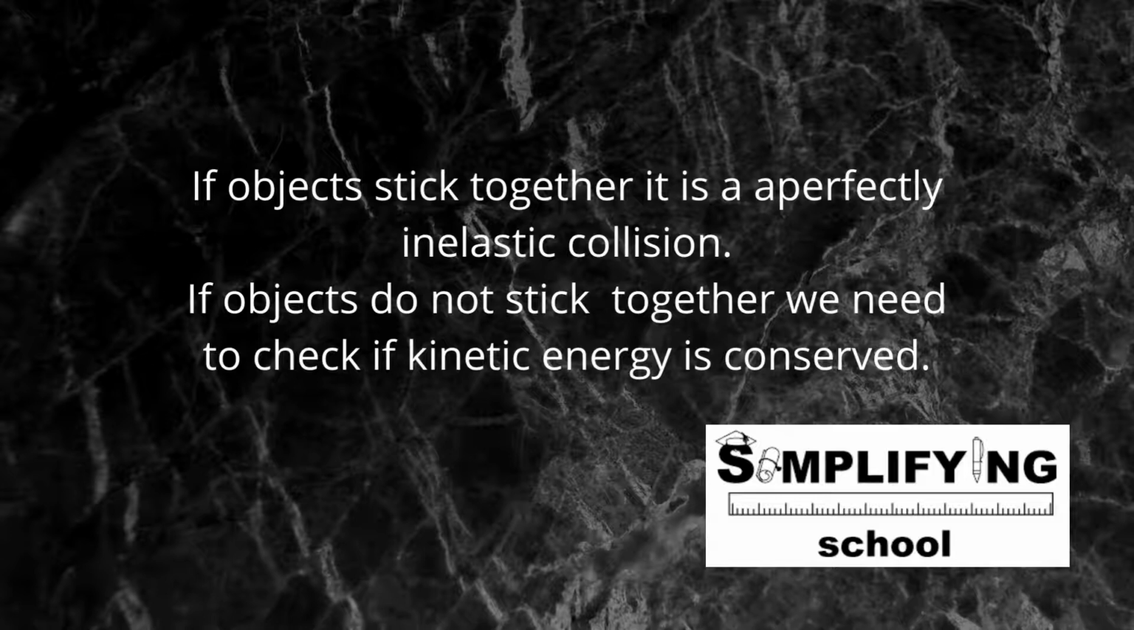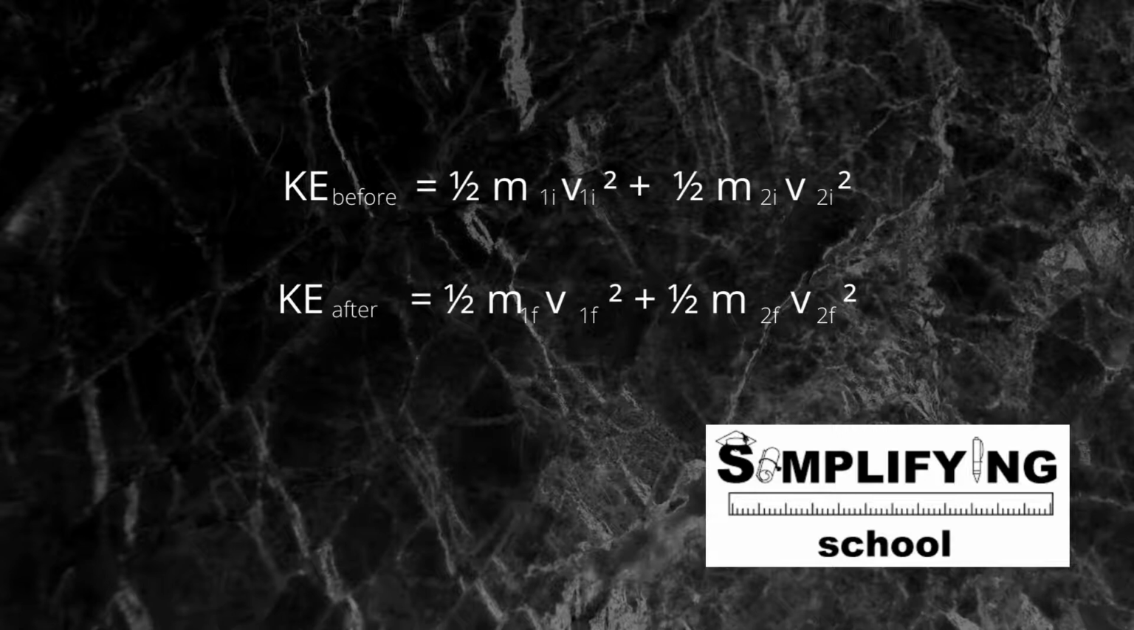If objects don't stick together, then we need to go and check whether the total kinetic energy before and the total kinetic energy after the collision is equal or not, to determine whether it is a conservation or a loss of energy that took place. The kinetic energy from all the objects in the collision must be taken into consideration to find total kinetic energy.